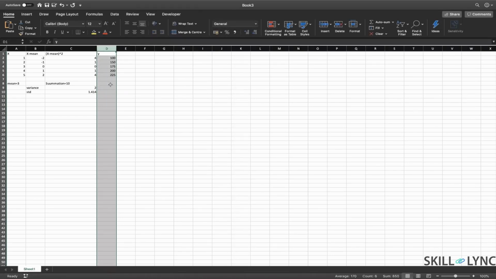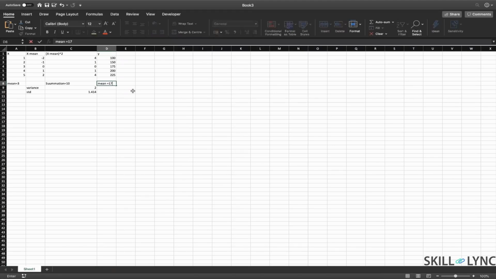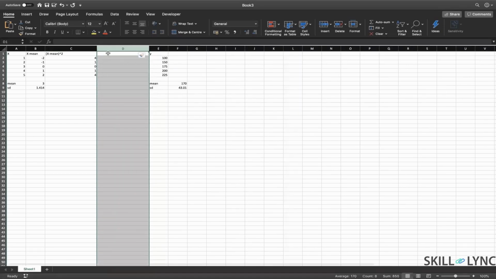Okay, so the mean is 170. I was wondering, how can the mean be lesser than the minimum number? So the mean is 170, the standard deviation is 43.01. Similarly here, the mean is 3 and the standard deviation is 1.414. Okay, so now let me erase all this. Now let's calculate the z value for x.